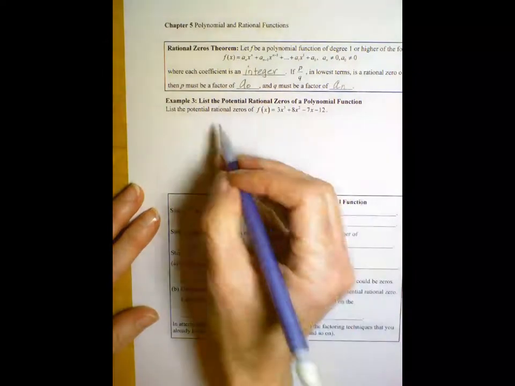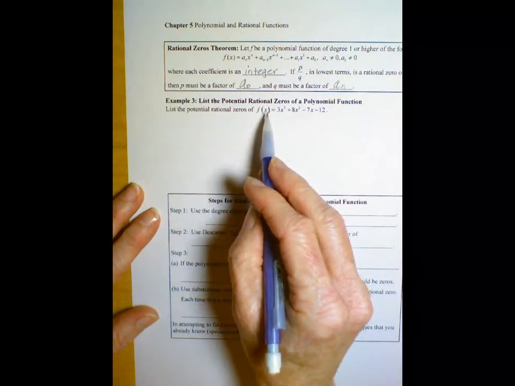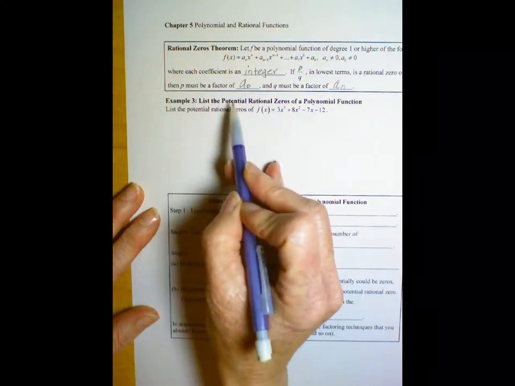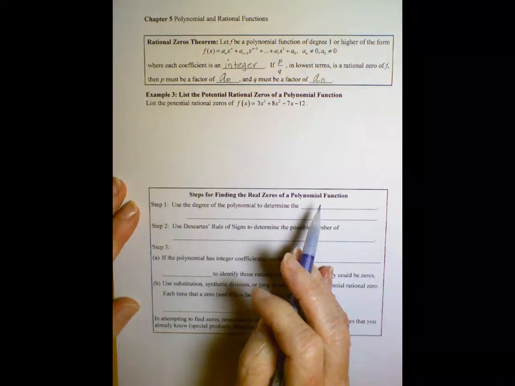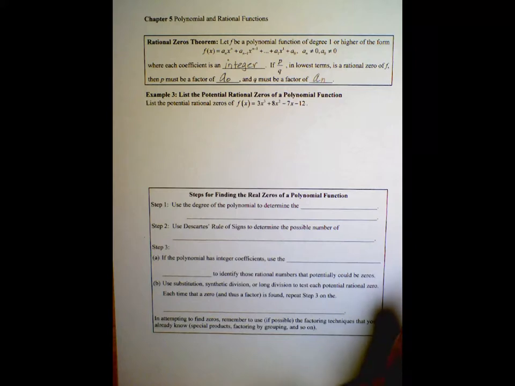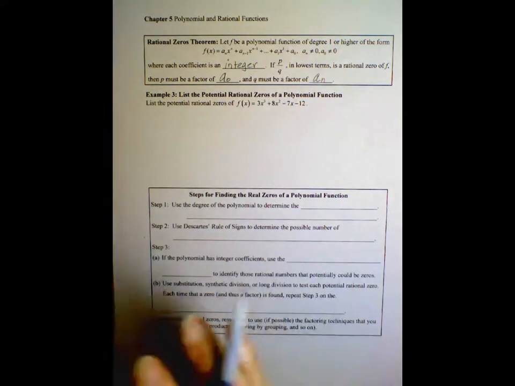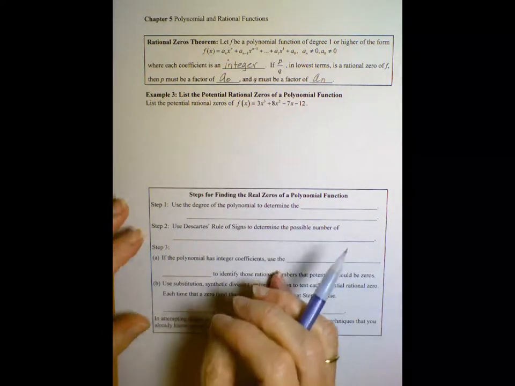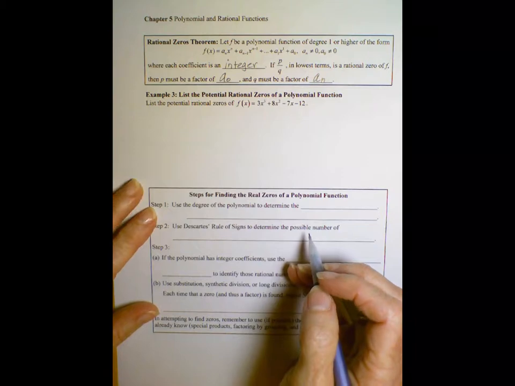All right, so let's try example 3, where we try using the theorem to get a list of potential rational zeros. Now, this will not give us any zeros that are not rational. What would that mean? Well, like we could have a zero that's the square root of 2, but this won't give it to us. But if we can get all the others, perhaps we'll be able to get that through some other way, like using the quadratic formula or something.